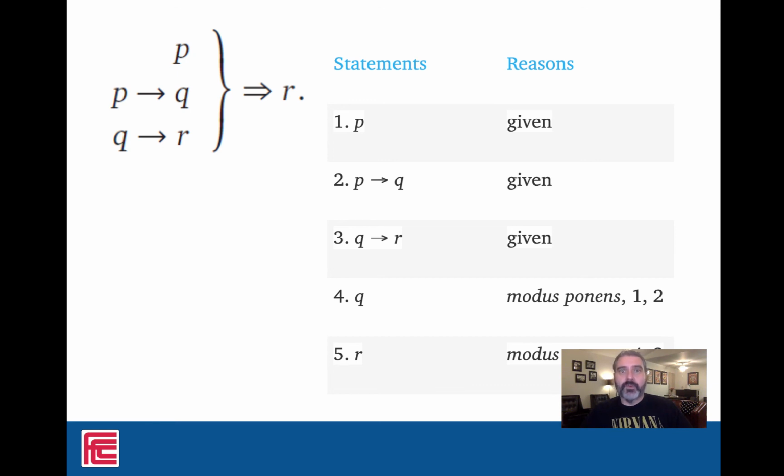This has to be true in order for our statement to be true. P implies Q is given, Q implies R is given, and so then we can get to Q from modus ponens of lines of statements 1 and 2, right? P and P implies Q, the one we just talked about, and then we can get R, which is the thing on the right that we're trying to prove, from modus ponens of 4 and 3, right?